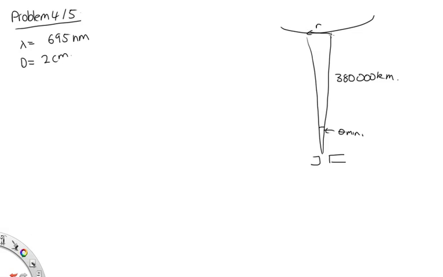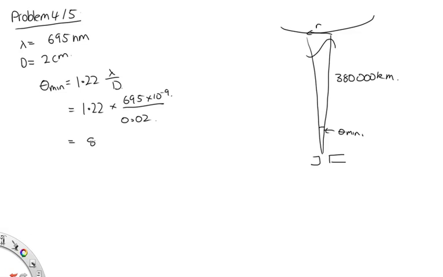And so we can get the radius of our beam here, the distance between the central maximum and the first minimum, if we can work out theta min. Now, theta min is going to be determined by the Rayleigh criterion. So we have theta min is equal to 1.22 lambda over d. So this is equal to 1.22 times 695 times 10 to the minus 9 over 0.02. Solving that, we get theta min is equal to 8.83 times 10 to the minus 7 radians.